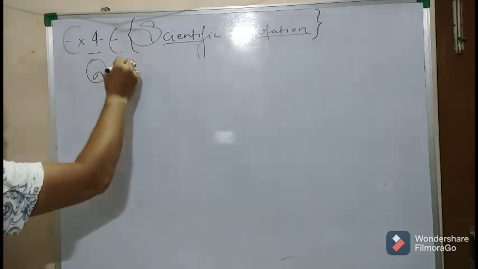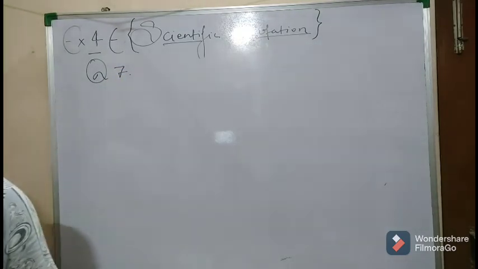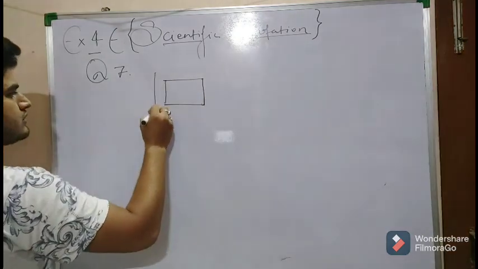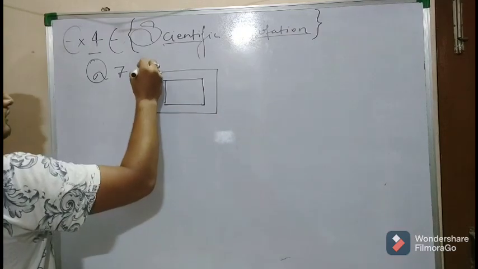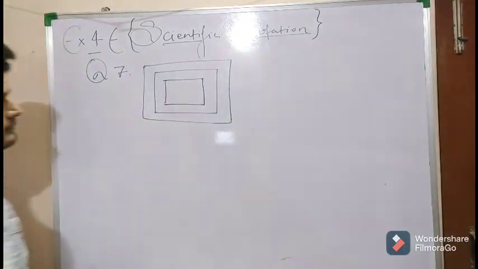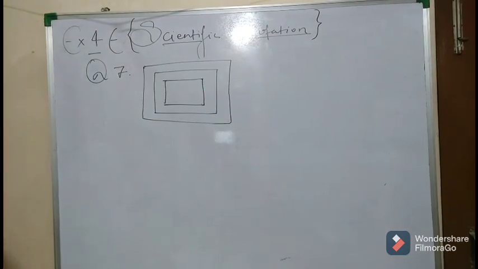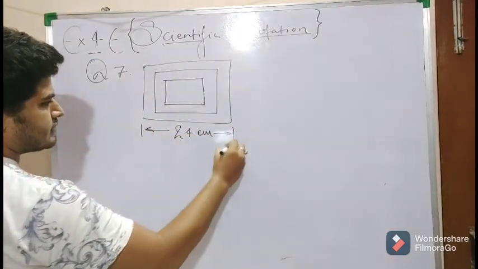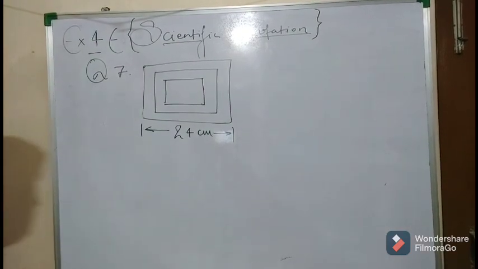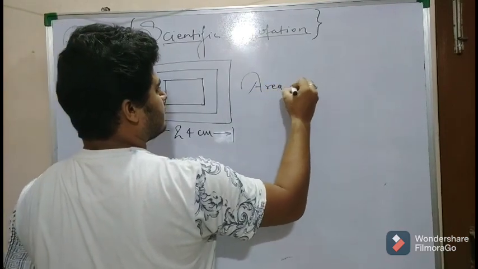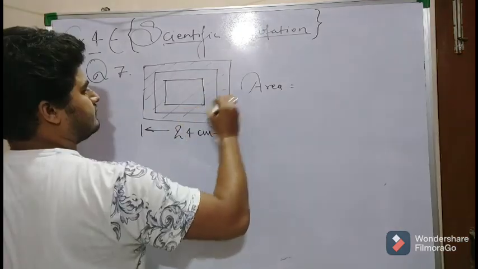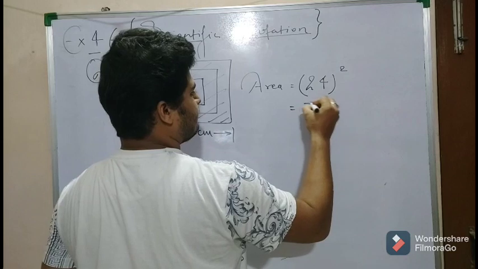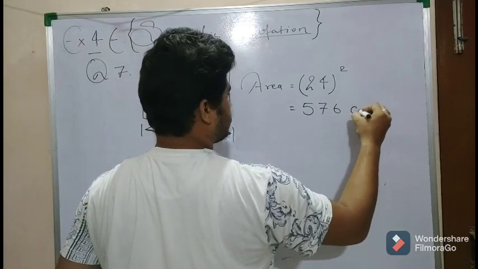Then question number 7. There is a painting made up of 3 concentric squares. Concentric squares means, suppose there is a square, one square is enclosing the other square, and the third square is enclosing the other square. So 3 concentric squares. The side length of the largest square is 24 centimeters. What is the area of the painting? So this is the painting and this is the area. The area of a square is what? Side squared. And the side is 24, so 24 squared is 576. So 576 centimeters squared.